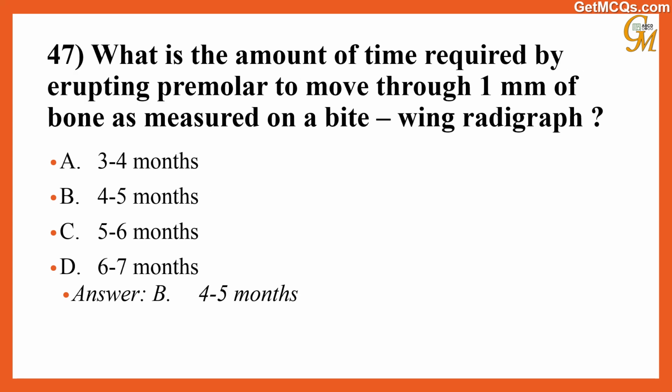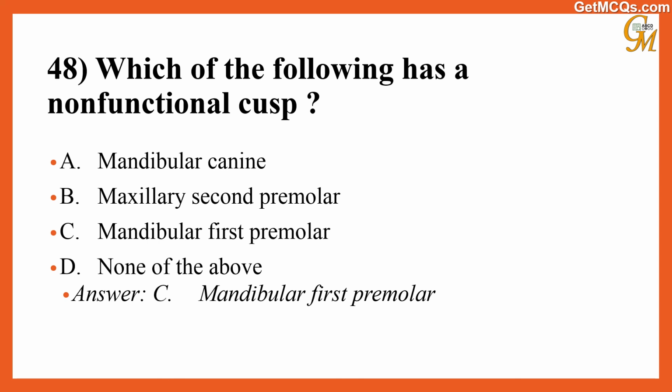47. What is the amount of time required by erupting premolar to move through 1 mm of bone as measured on a bitewing radiograph? Answer: B. 4 to 5 months. 48. Which of the following has a non-functional cusp? Answer: C. Mandibular first premolar.